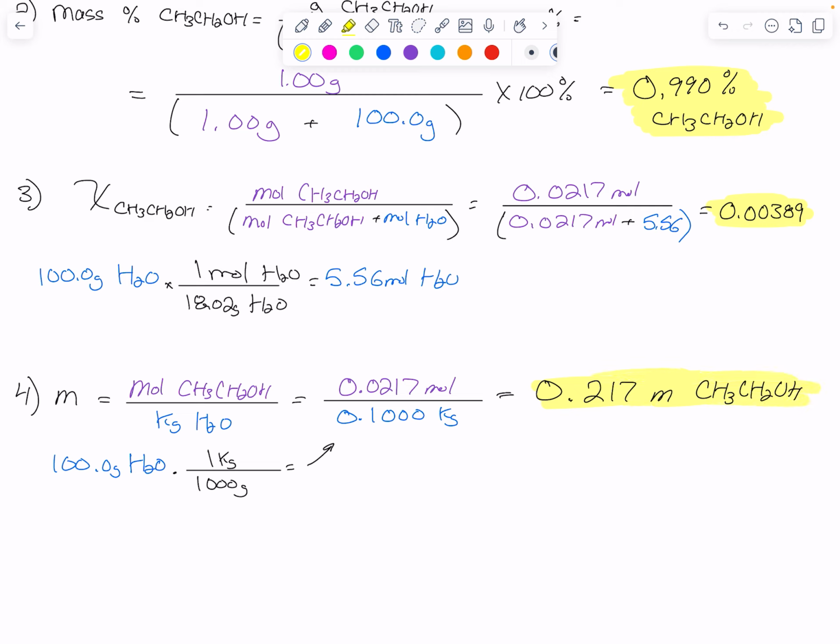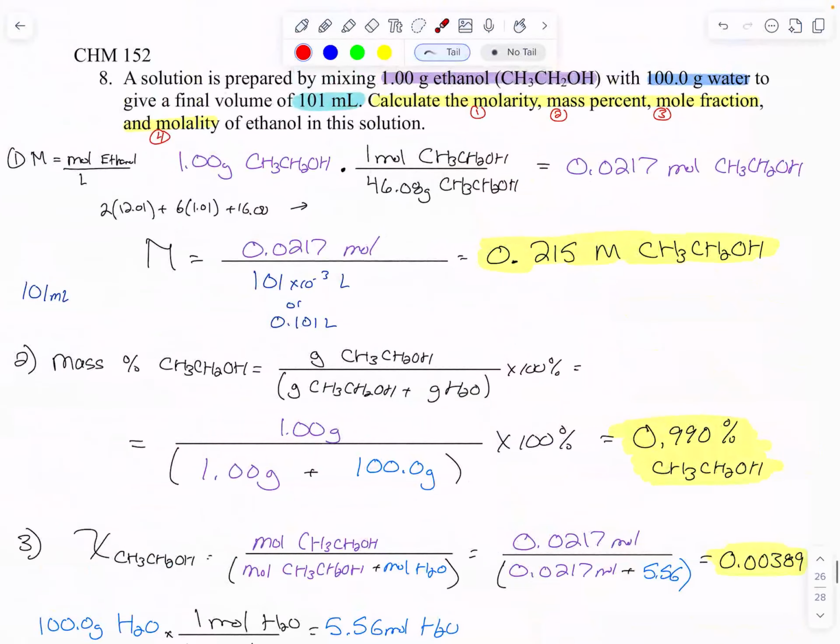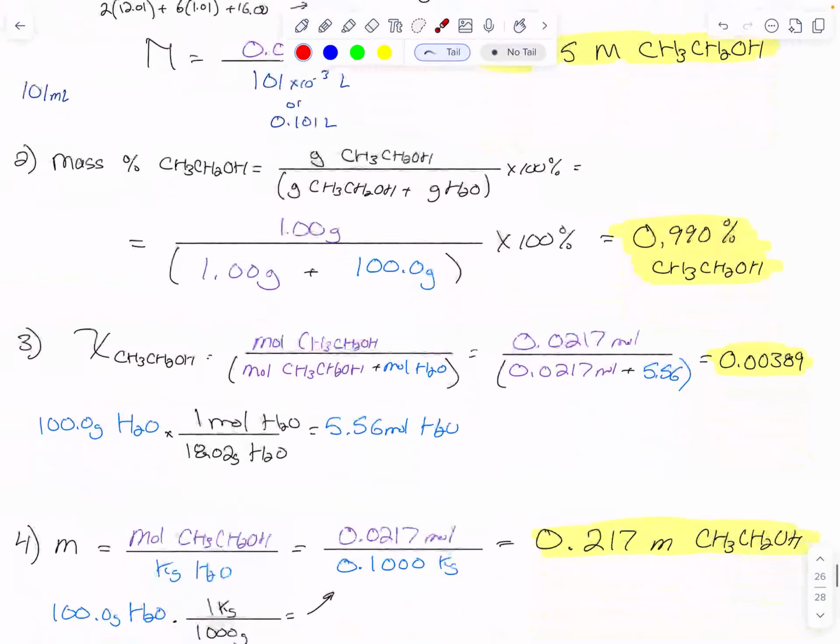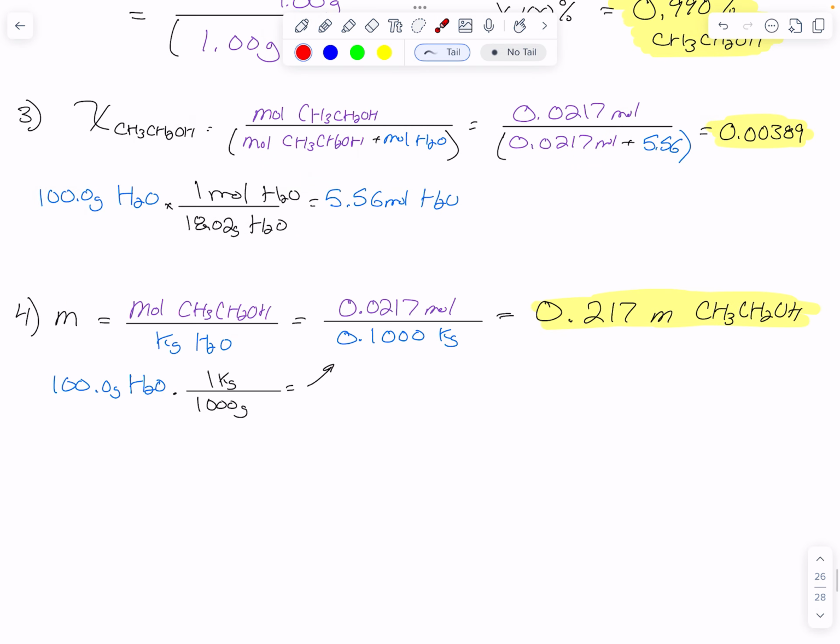Now, because this is a smaller concentration, the molality of 0.217 is close to the molarity of 0.215 because it's dilute. As we get more and more grams of ethanol in the solution, they start to diverge, which is fun. But that is how we do number 8.